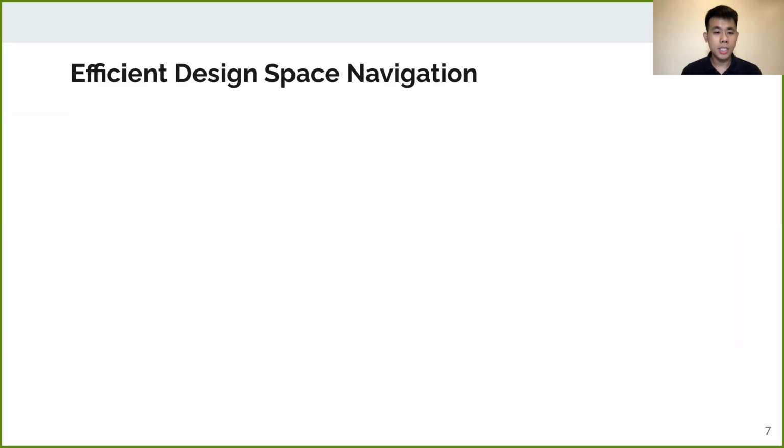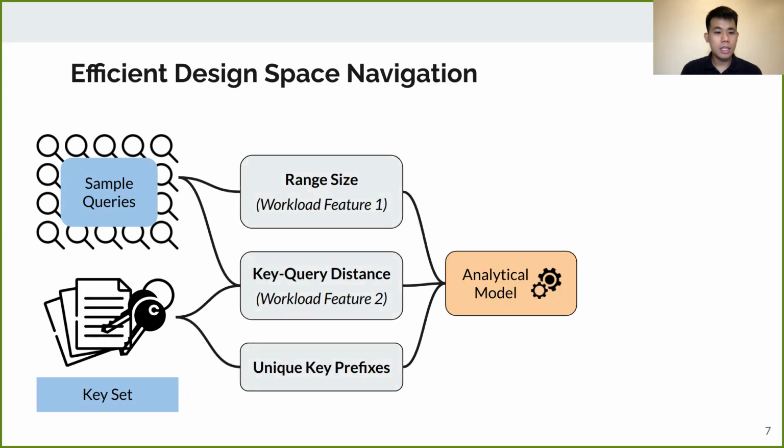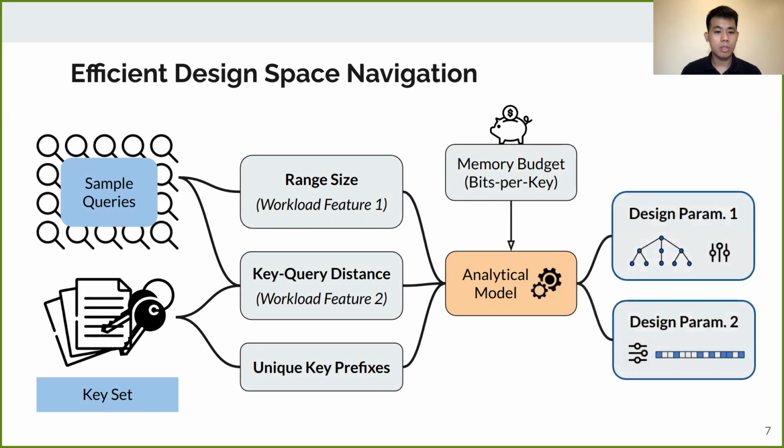To efficiently navigate its design space, Proteus uses an automated analytical model that takes the key set and a representative set of sample queries as input. Relevant features are then extracted, namely the distribution of range sizes, the distances between the queries and the closest key, as well as the number of unique prefixes in the key set of any given length. The range size and key query distance are the two fundamental workload features previously mentioned that define our workload space. This information is then plugged into the model along with a user-specified memory budget, and the output is the design parameters for a Proteus instance that minimizes the overall false positive rate.